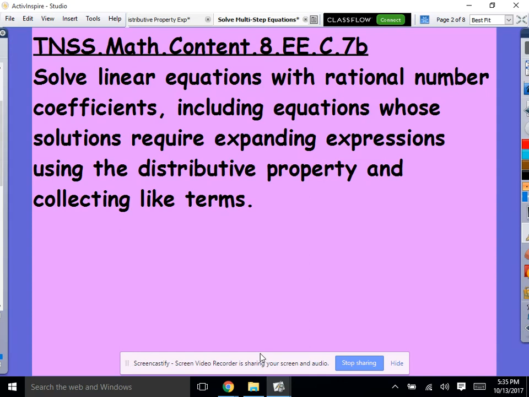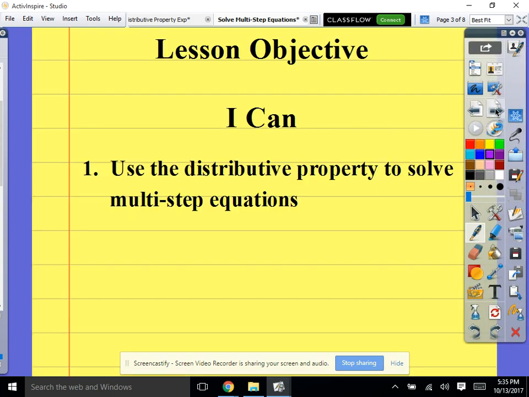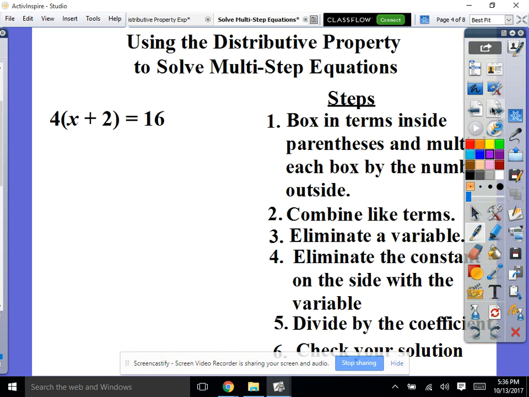Our Tennessee state standard, as it has been for a while since we've been on equations, is to solve linear equations with rational number coefficients, including equations whose solutions require expanding expressions using the distributive property and collecting like terms. Your lesson objective that you need to write down: I can, or I am learning to, use the distributive property to solve multi-step equations. All right.